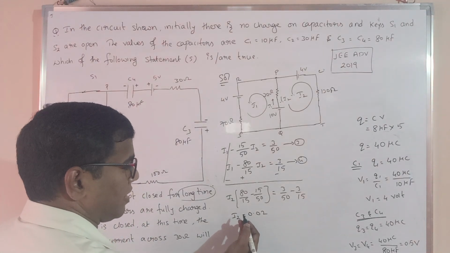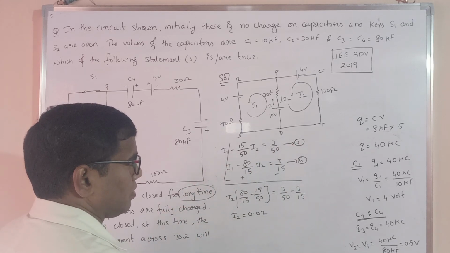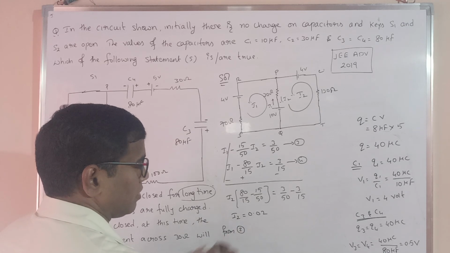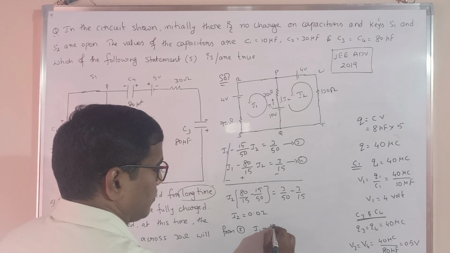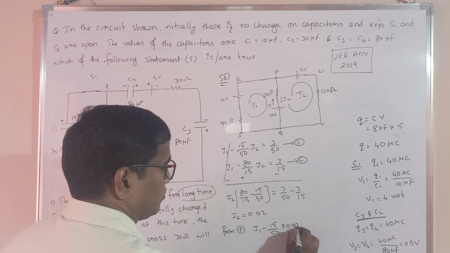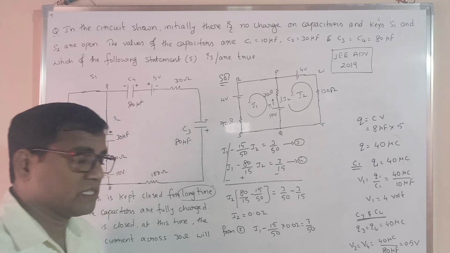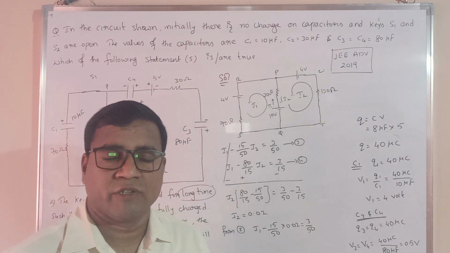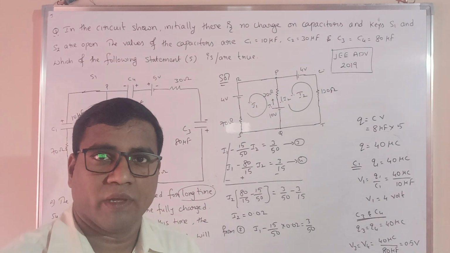I will substitute the value of I2 in any one of the equations, and I will try to find out the value of I1. So from equation 3, I will write I1 minus 15 by 50 I2, what is I2? 0.02, is equal to 3 by 50. Again, by solving this one, I will get I1 and I2. Once you get the values of I1 and I2, then you can easily find out how much current is flowing through the 30 ohm resistor.